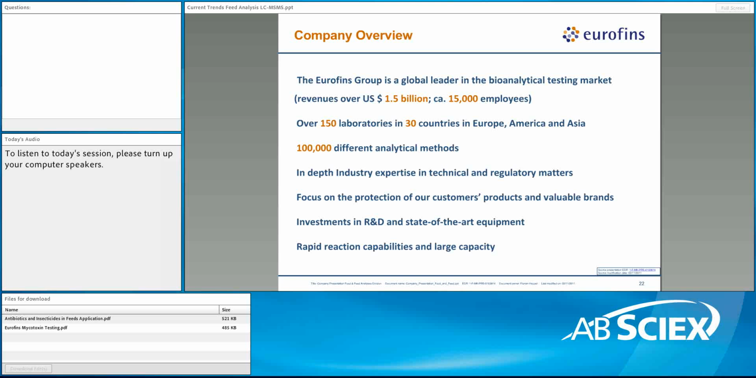Eurofins is a growing worldwide laboratory network featuring excellence in what we call bioanalytical testing. It has revenues of $1.5 billion U.S. and over 15,000 employees in 150 laboratories over countries in Europe, the Americas, and in Asia. Over 100,000 different analytical methods are in place in these laboratories, and these laboratories have in-depth industry experience in technical and regulatory matters.